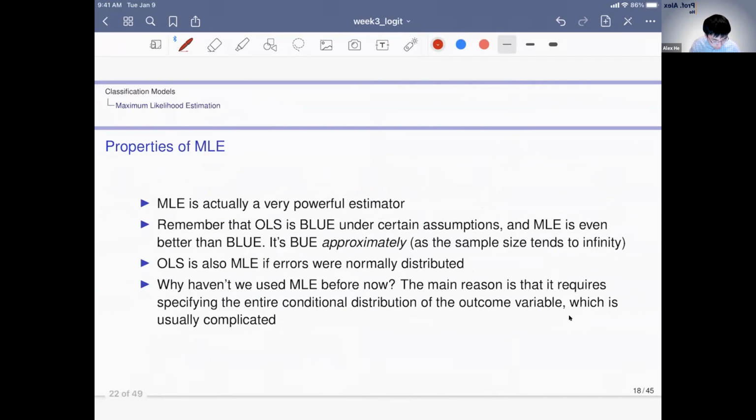And a few more words about the maximum likelihood. It's actually a very powerful estimator. For OLS, we say that it is BLUE under some assumptions. Here it is actually the BUE, the best unbiased estimator, because it's not linear. If the sample size goes to infinity, and under some assumptions, it is the best unbiased estimator, which is pretty good.